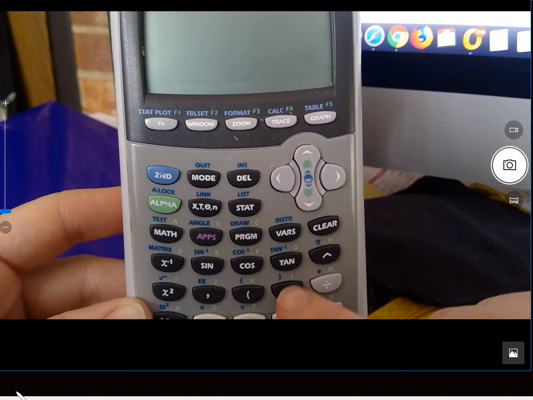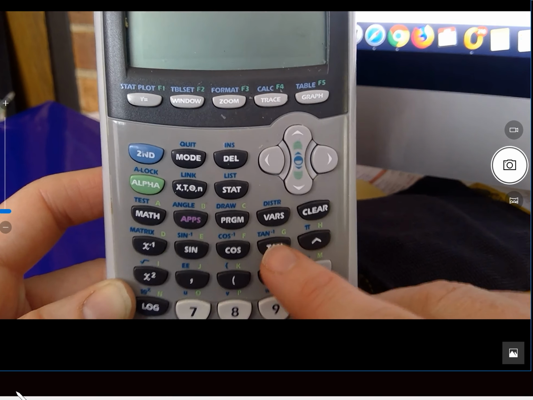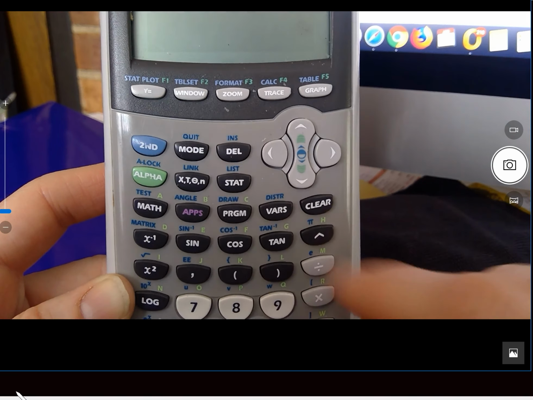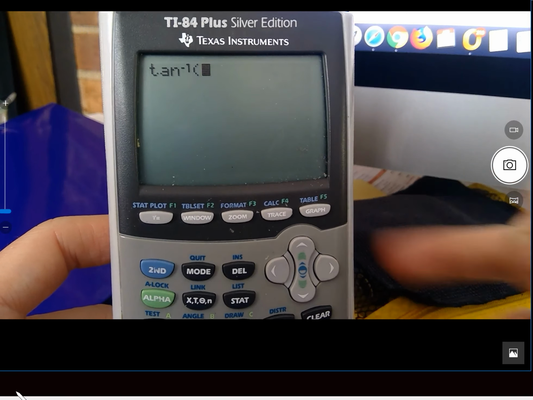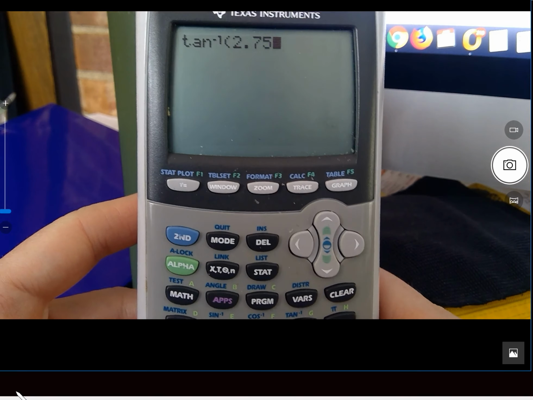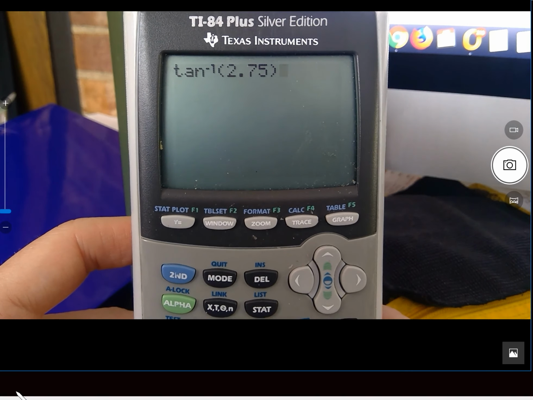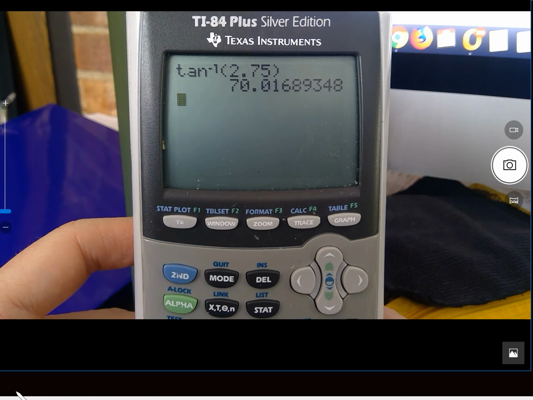So in this case, if I want to find what theta is, if the tangent is 2.75, then I'm going to do second tangent. That's going to give me that tangent inverse. Oh, you can't see that. There you go. That's going to give me that tangent inverse, right? And I'm going to put 2.75. You really need to make sure you're in degrees when you're doing this. If I take tangent inverse of 2.75, I get about 70 degrees.